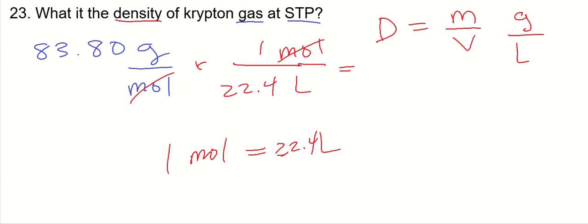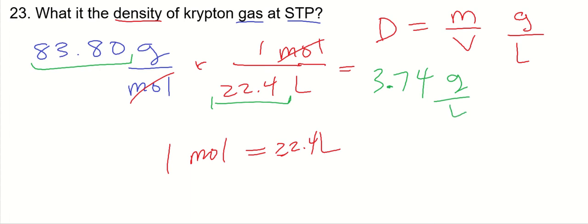All right, so 83.8 divided by 22.4 gives me 3.74. The 3 digits here is going to restrict our answer to 3, but it would have depended how much you originally started with. That could have been a factor. All right, anyway, 3.74 is going to be our answer, and the remaining units are grams per liter, and that is a unit of density. So we'll circle that. That's the density of krypton gas.